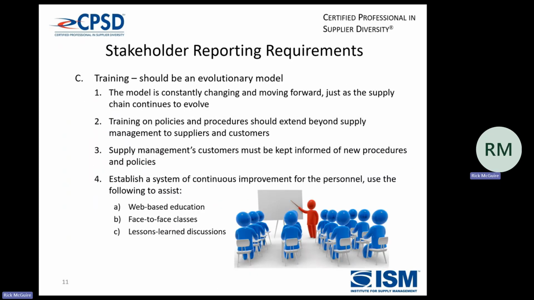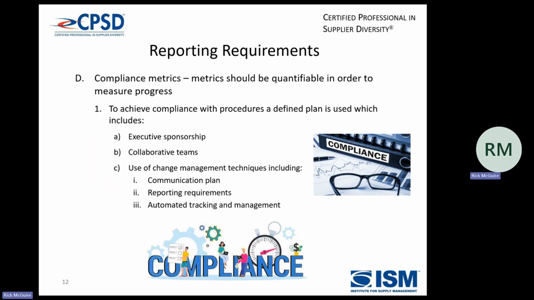And then training should be an evolutionary model. The model is constantly changing and moving forward as supply chain continues to evolve. Training on policies and procedures should extend beyond the supply management to suppliers and customers in some cases. And supply management's customers must be kept informed of new policies and procedures. Establish a system of continuous improvement for the personnel. Use the following to assist: web-based education, face-to-face classes, lessons learned, discussions, etc.